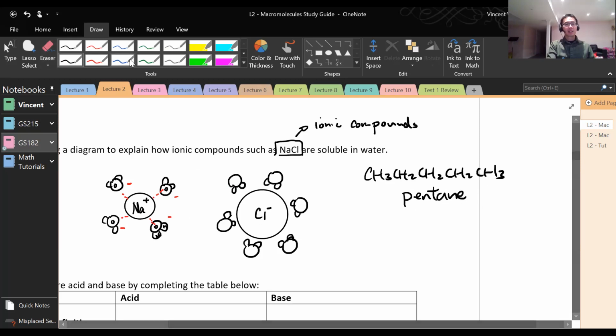Okay. And so this here, NaCl, is hydrophilic, water-loving. And pentane here is hydrophobic. Okay, because water cannot surround it. You're not going to be able to separate it into a positive and a negative portion.